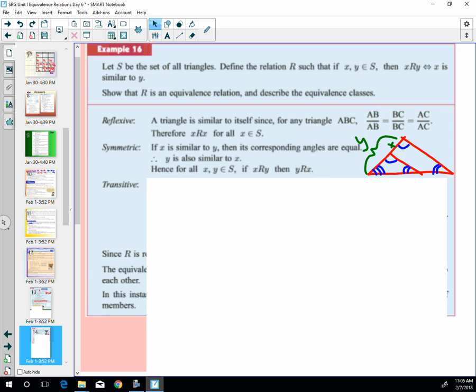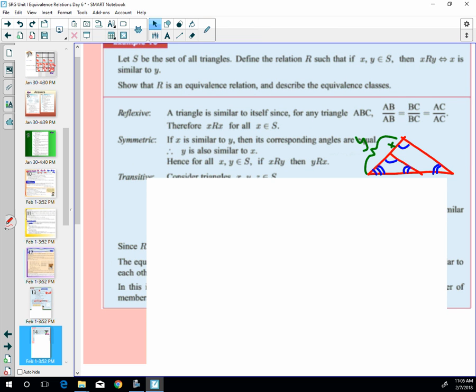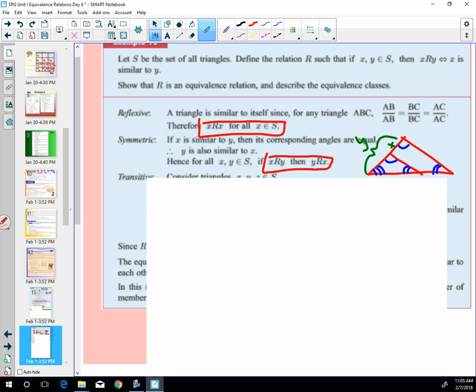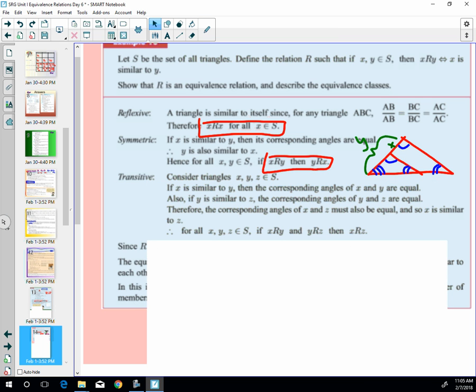So somewhere you need to, would you put a little box around this part? You need to state that for symmetric. You need to state this for reflexive: X R X for all x element of S. If X R Y, then Y R X. And then for transitive, I did a triple. That's what I did. I just put another one out here.